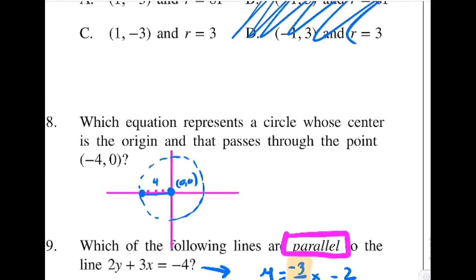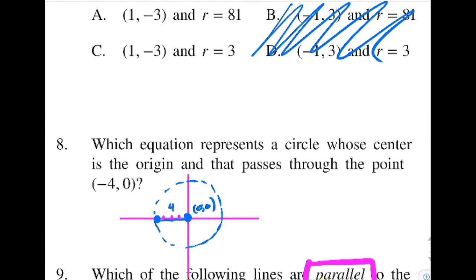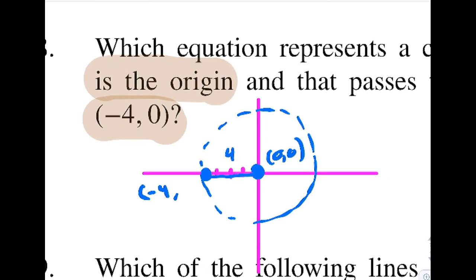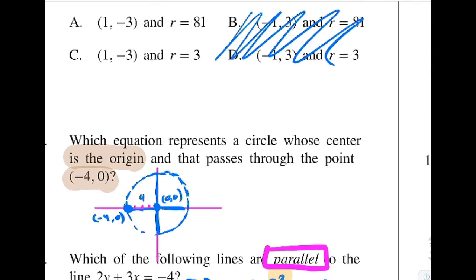Number 8. If you were to just do even a simple sketch of this, if the center was at the origin and some point on the circle was negative 4, 0, well, negative 4, 0 is right here, which means the radius must be 4 all the way around in all 4 directions, and the center is 0, 0. So you have x squared plus y squared equals 4 squared, which is 16.